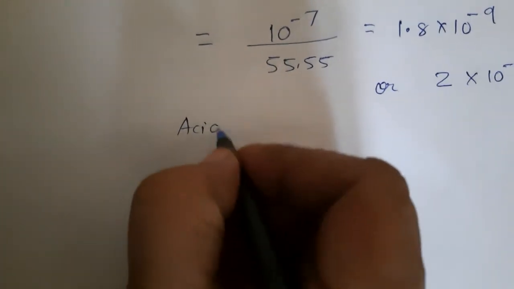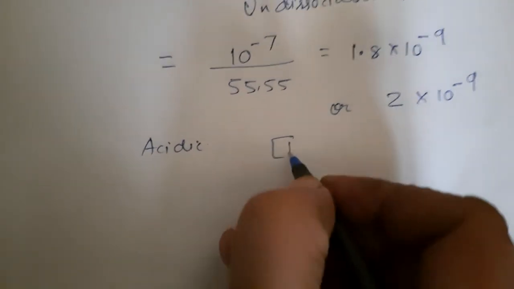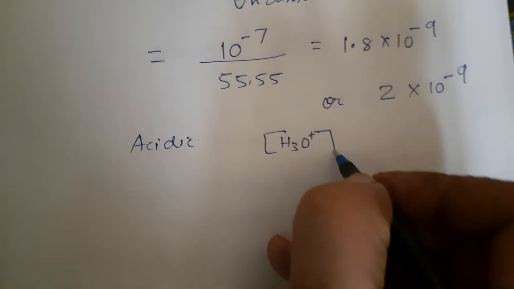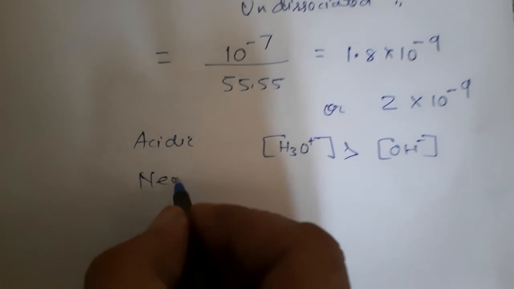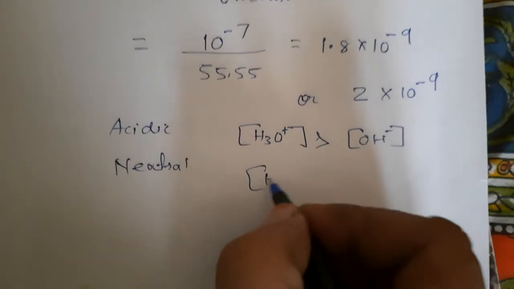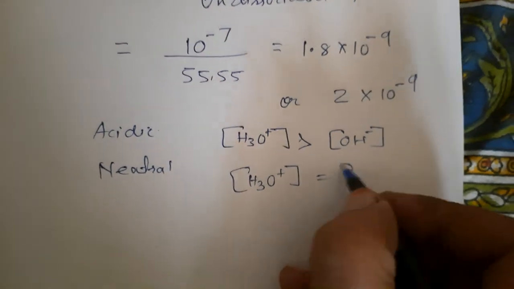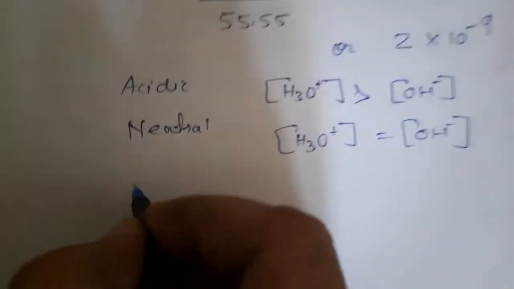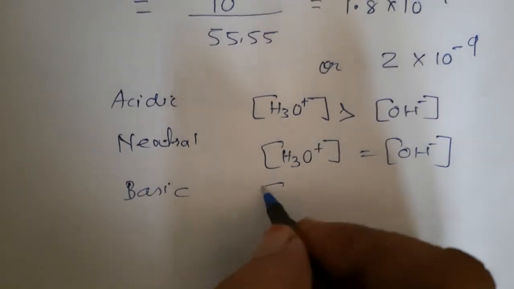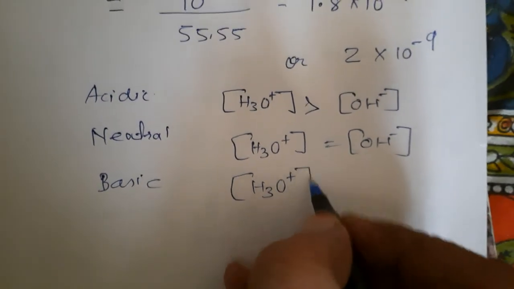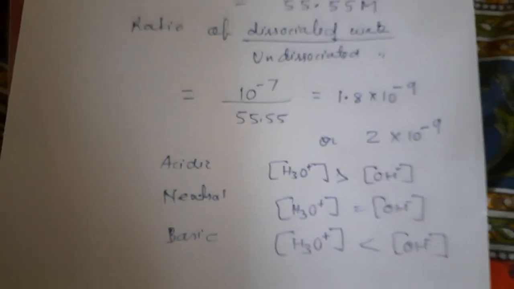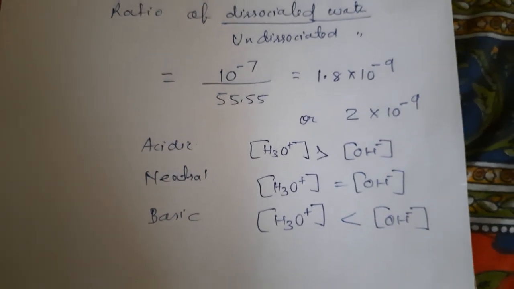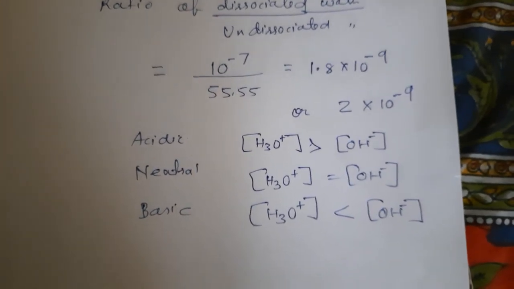When is any solution acidic? When the H3O+ hydronium, that is H+ ion concentration, is more than the OH- concentration. When it is neutral, both will be equal, H3O+ will be equal to the OH- ion concentration. And when it will be basic, the H3O+ ion concentration will be smaller than the OH- ion concentration. So I hope you understood this: acidic, neutral and basic, and the ionic product of water. Tomorrow I will tell you about the pH scale.